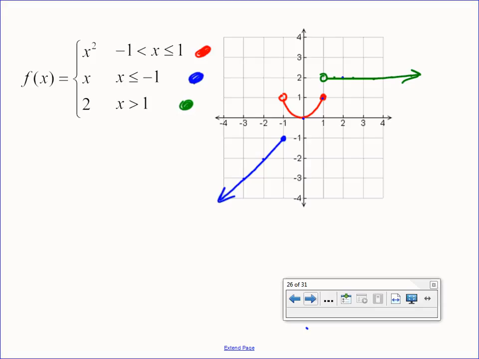So the what is the function rule that creates the graph, and the where is the domain restriction. You can see that we're squaring, but only in between x is -1 and 1. We're the parent function, the identity function, but only to the left of x equals -1, and then we're a constant function, but only to the right of 1. That's how we decide where to fill in our function.